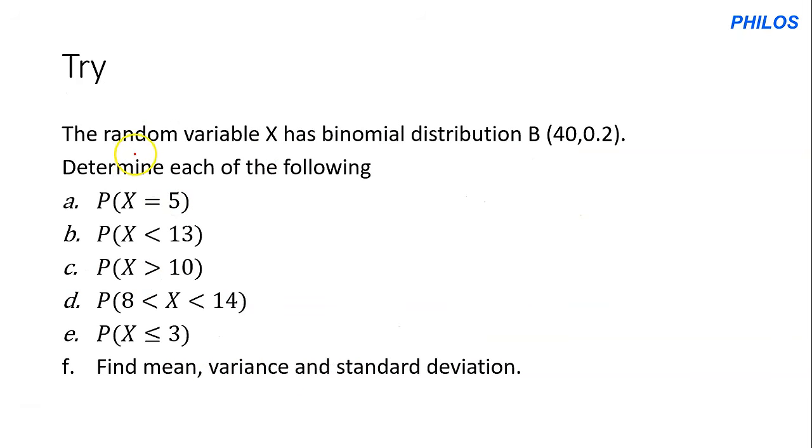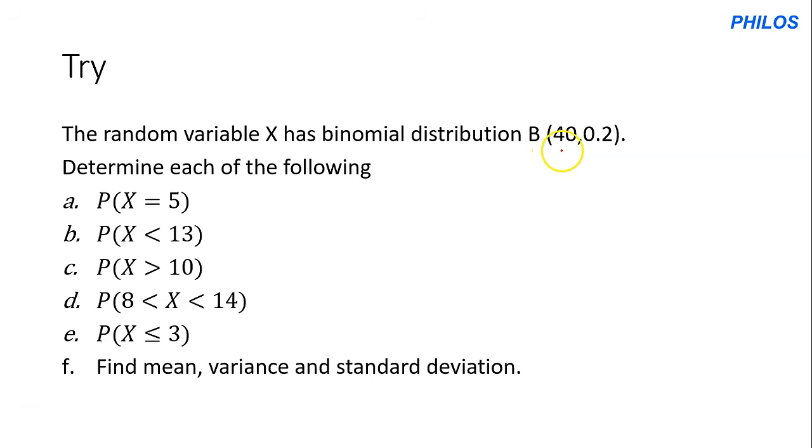Now this is another style of giving you a binomial question. Now look at this. The question says, the random variable x has binomial distribution b into bracket 40, 0.2. Determine each of the following. A. Probability that x is exactly 5. Okay. Now the nature of this question is different from the previous ones that I have solved.